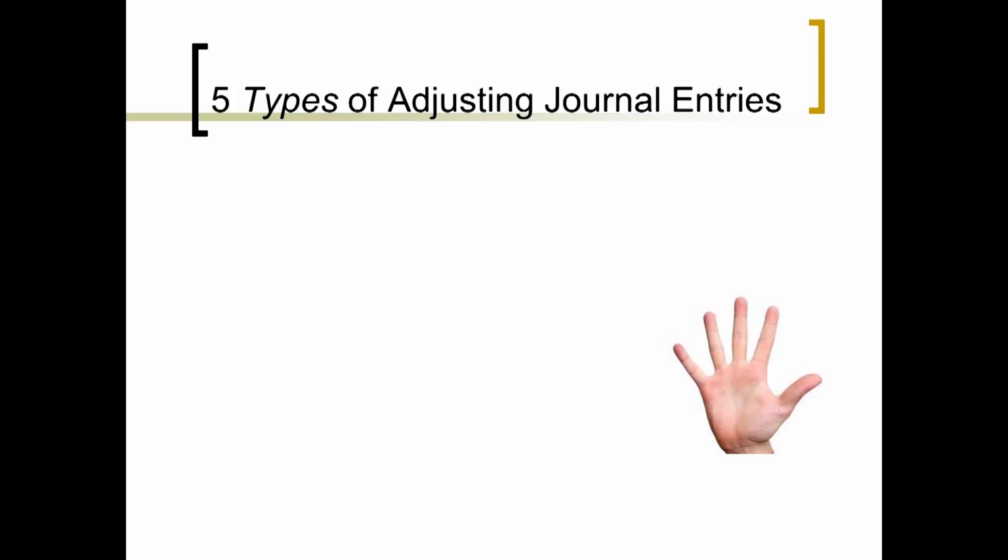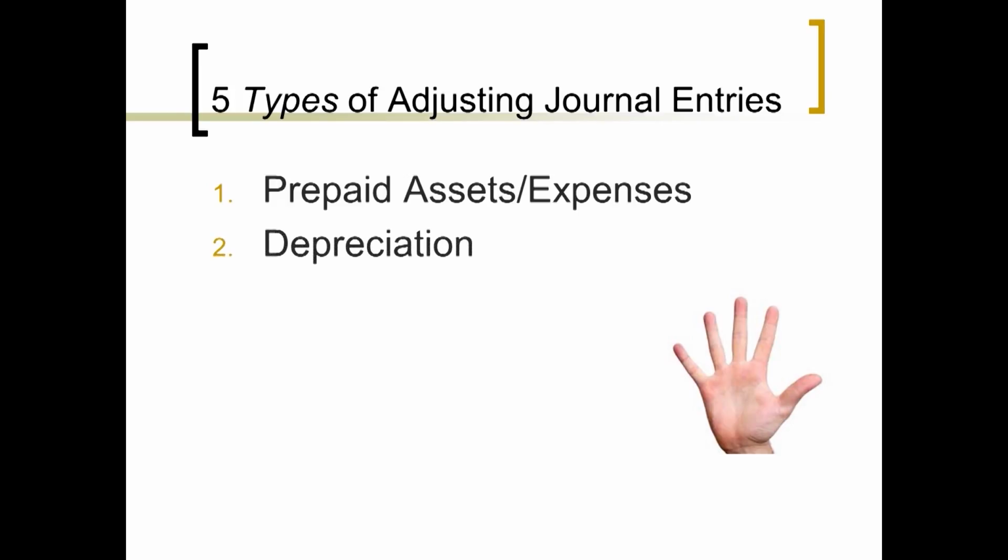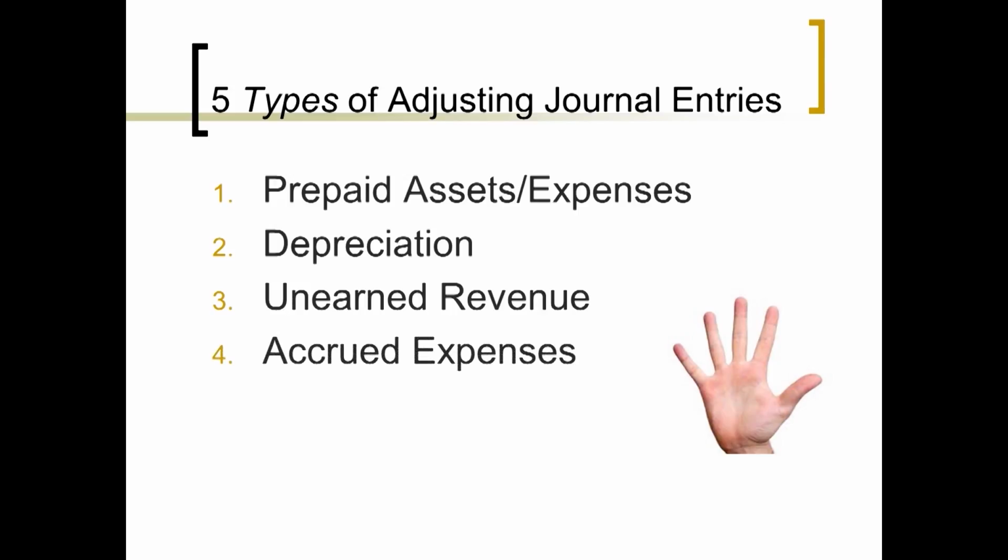There are 5 types of adjusting journal entries. Number 1, there are adjusting journal entries for prepaid assets. Now that's the type we just did for prepaid insurance, right? But you could have the same sort of principles for prepaid rent or something like that as well. The second category of adjusting journal entries that we'll learn have to do with something called depreciation. The third type have to do with unearned revenue. The fourth type have to do with something called accrued expenses. And the fifth type have to do with something called accrued revenues.